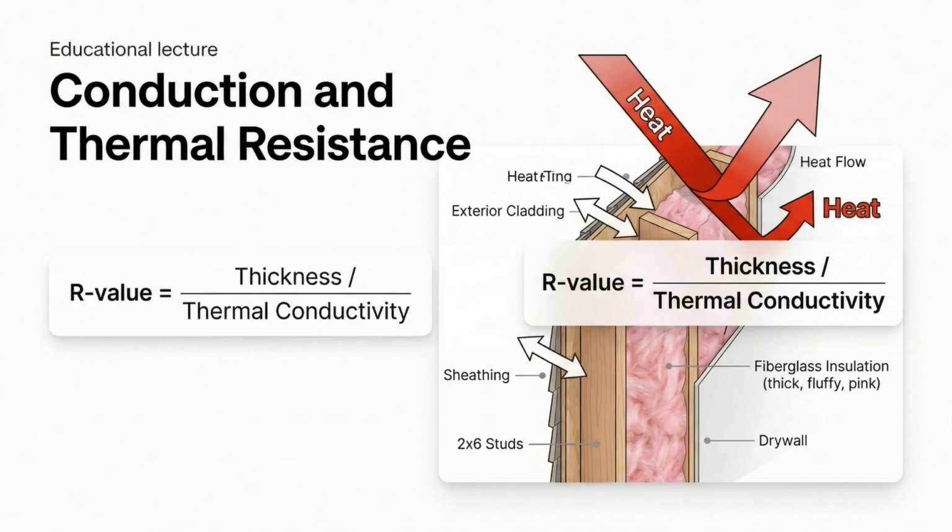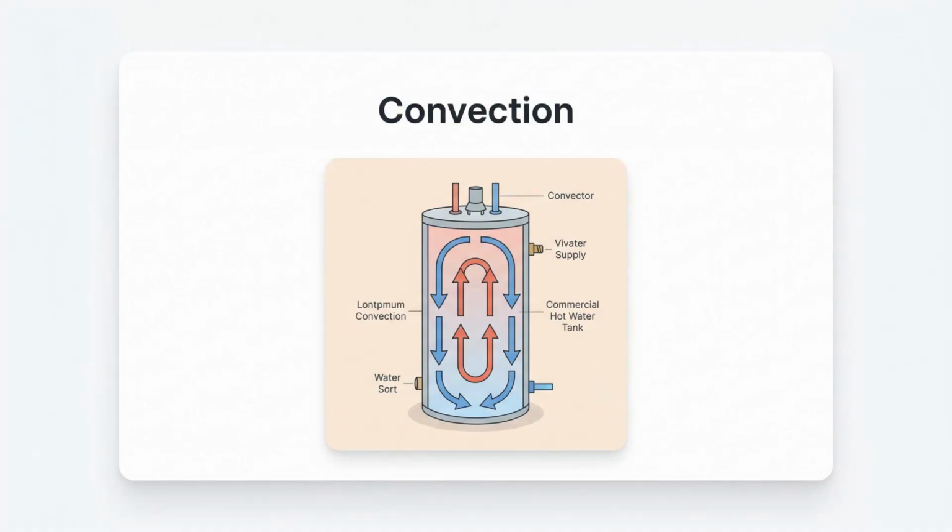Convection is the transfer of heat by the movement of fluids, which includes liquids and gases. When a fluid heats up, it expands, becomes less dense, and naturally rises, while the cooler, denser fluid sinks to take its place. That continuous loop is natural convection.